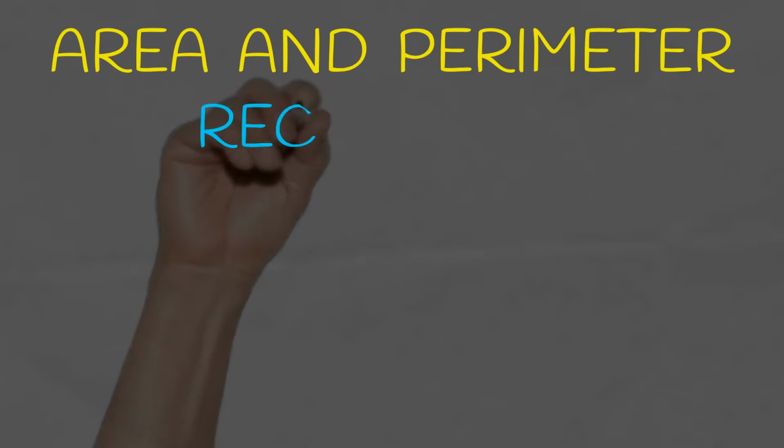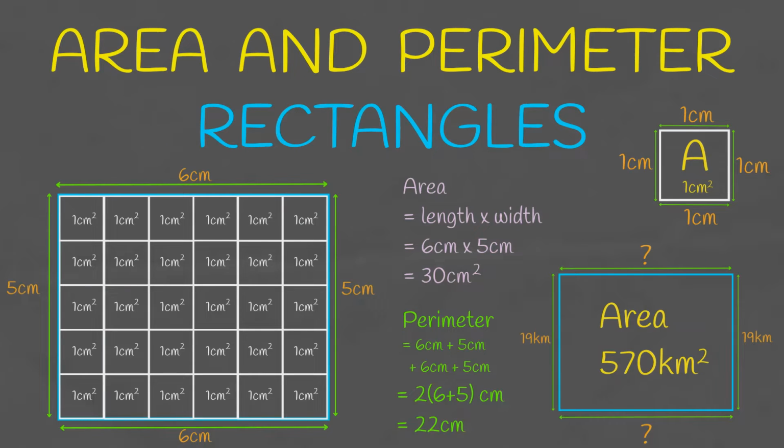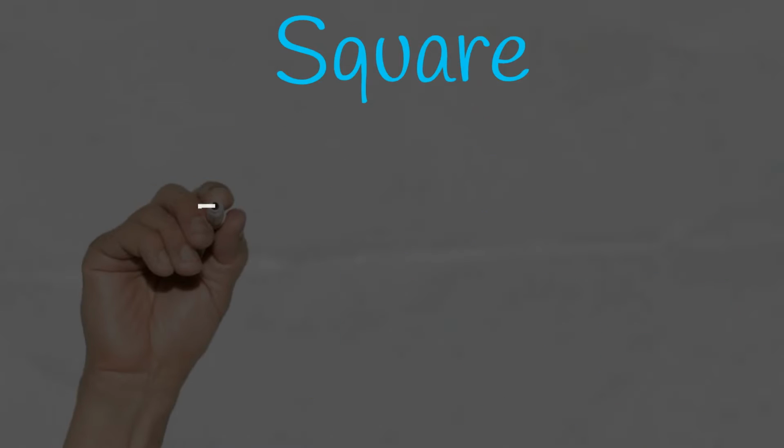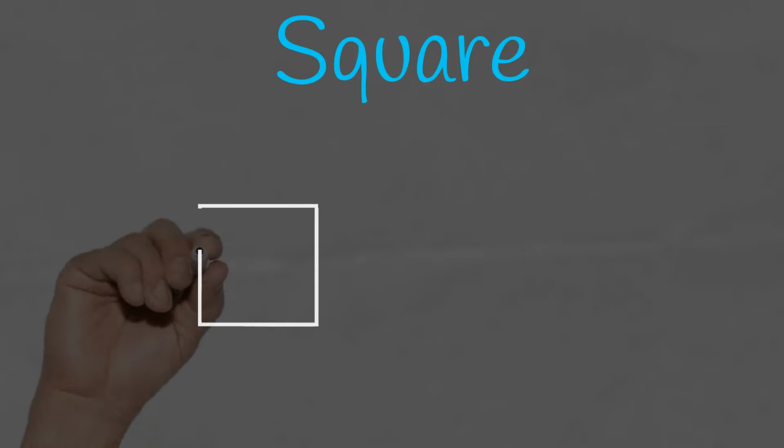Hello everyone and welcome to a video on the area and perimeter of rectangles. First we're going to look at the square because all squares are rectangles.